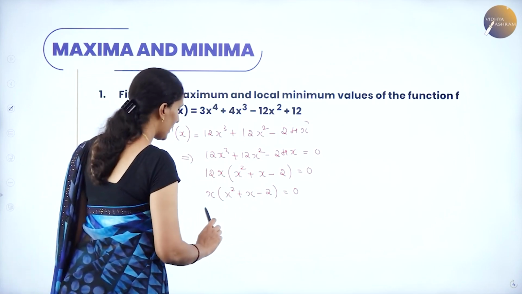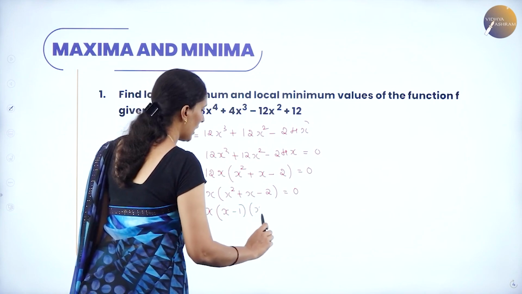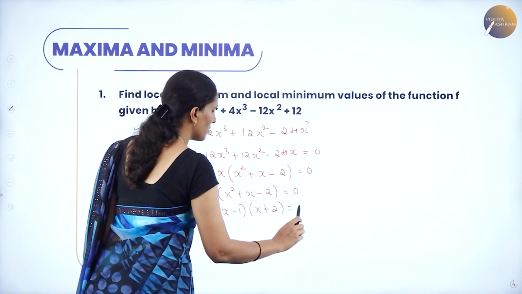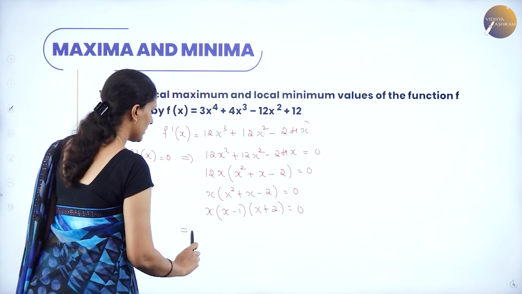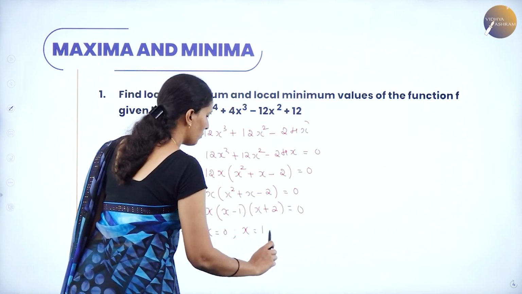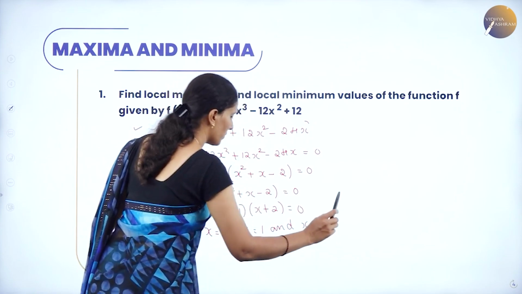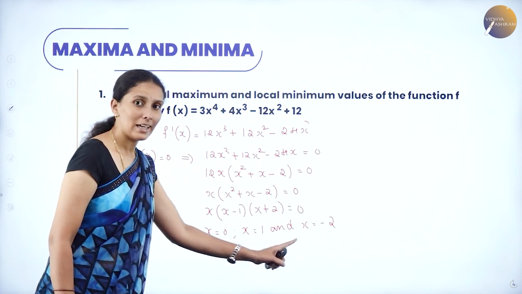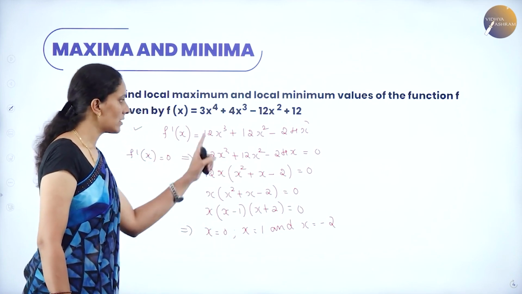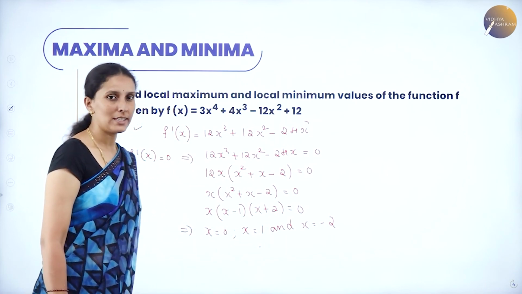When you solve it, you will get the factors x minus 1 and x plus 2 equal to 0. So this implies x is equal to 0, x is equal to 1 and x is equal to minus 2. Now these are the critical points we obtained. Since this is a cubic equation, we will have 3 roots for this equation.